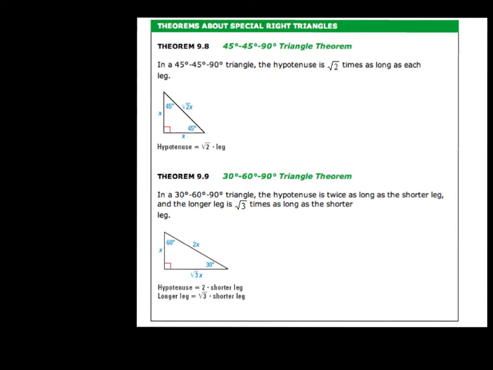This slide here has all of our critical information about special right triangles. So what you want to do is press pause here in a second and copy all of this into your notes. Make sure that you label the first one 45-45-90, and make sure that you get this diagram into your notes. Then, the second piece, label it 30-60-90, and make sure that you get this diagram into your notes.